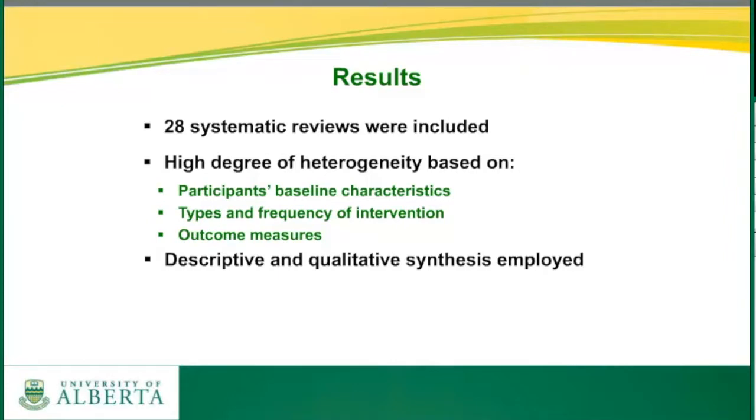I'll briefly describe some of the results from our overview. Based on the criteria we set, 28 systematic reviews were included in the present overview that we are presenting. There was a very high degree of heterogeneity based on the participant baseline characteristics, the types and frequency of the interventions reported, as well as the outcome measures. As a result, we synthesized the data by using descriptive and qualitative synthesis.